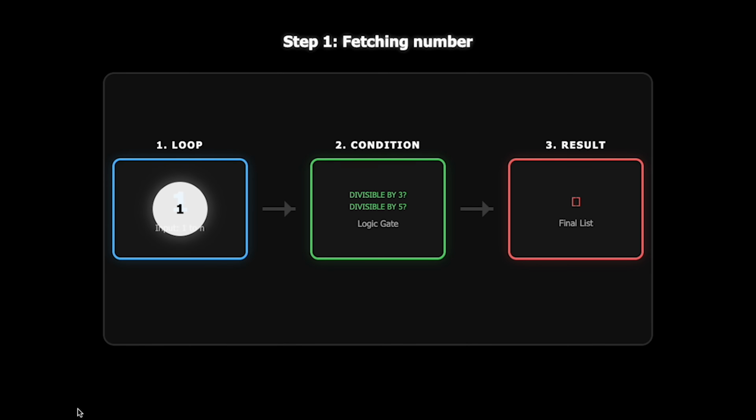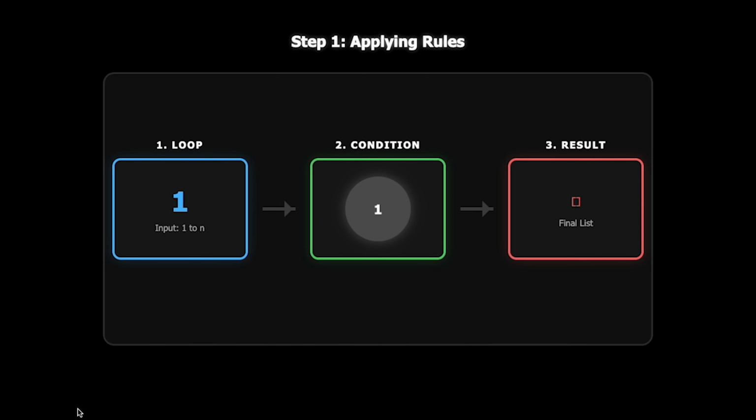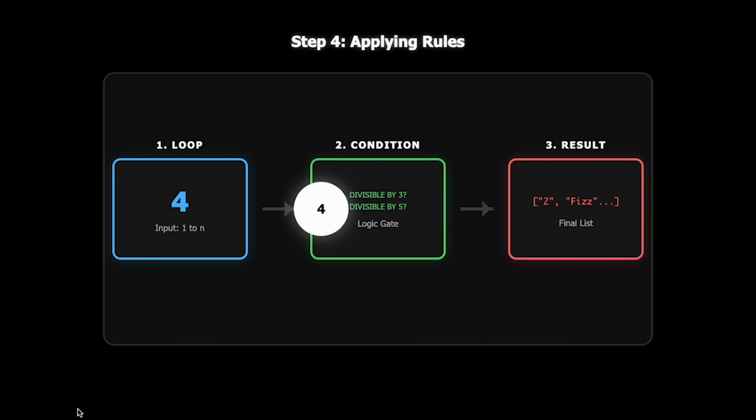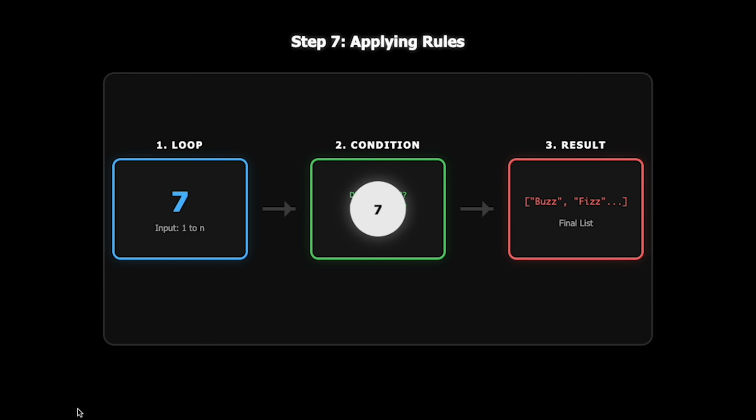The first thing to notice is that every number from 1 to n must be processed exactly once. This immediately suggests the overall structure of the solution. We need a loop that runs from 1 to n, a list to store the results, and conditional logic inside the loop to decide which string to append for each number. At this stage, the exact syntax does not matter. What matters is understanding the shape of the solution.